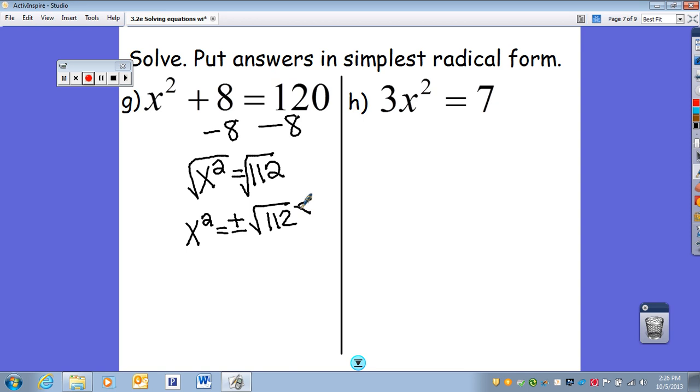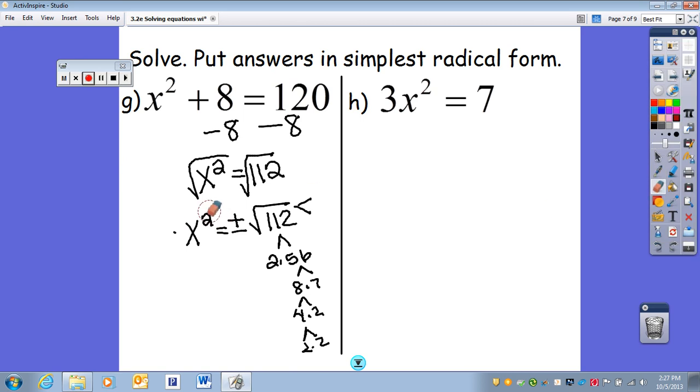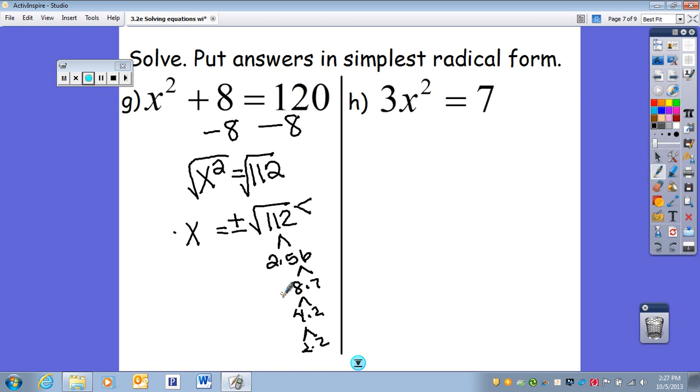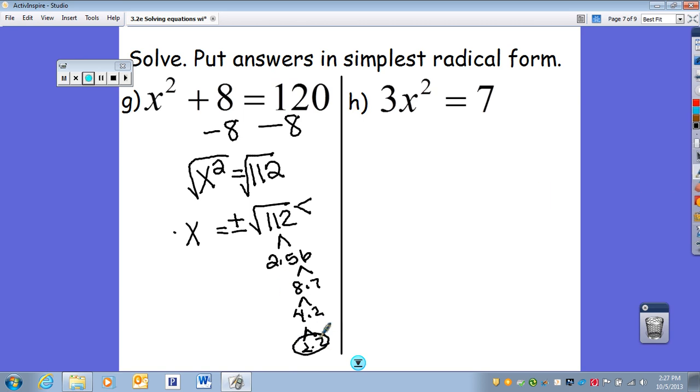So when we do the factor tree for 112, we know that 2 and 56, and then we have 8 and 7, and we have 4 and 2, and we have 2 and 2. So when we simplify this one, we have 2 pairs of 2s right here, and we have 2 pairs of 2s right here.